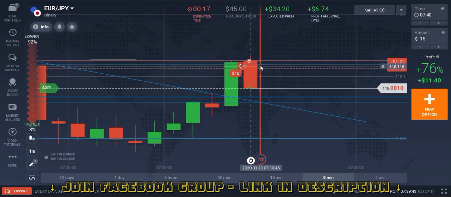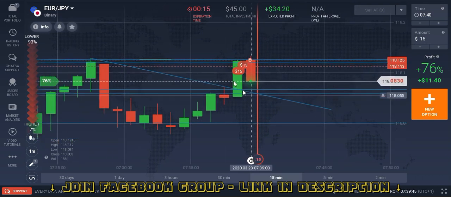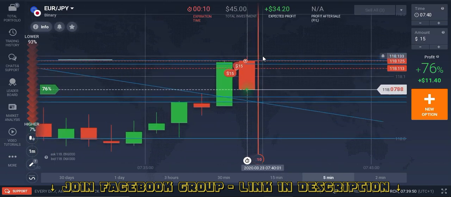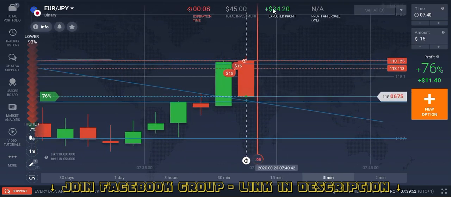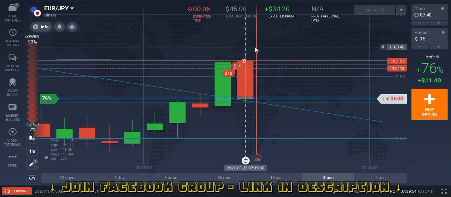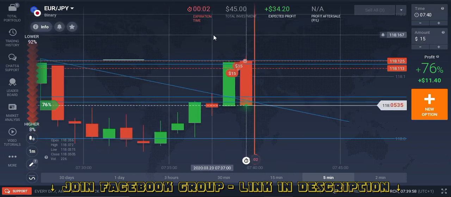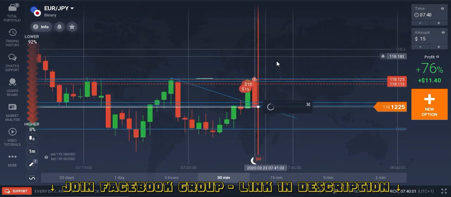Highly potential this candle will go down and make a correction of this big move. So we recovered our losses. We are in a tournament account, so I'm using low balance.